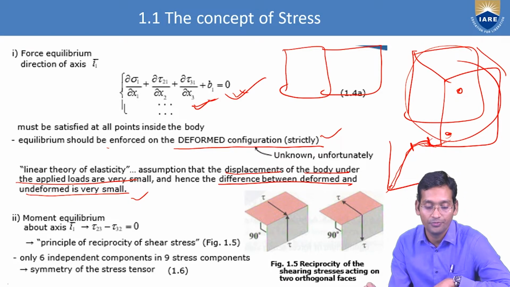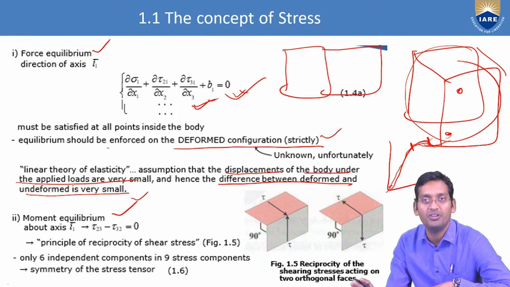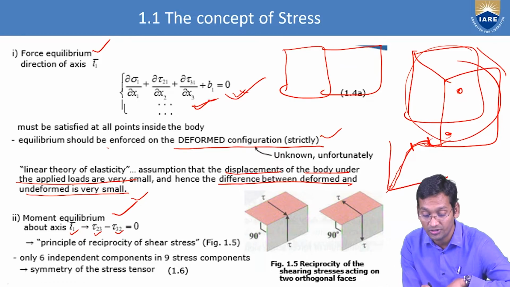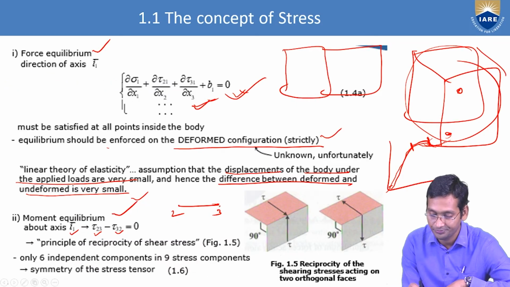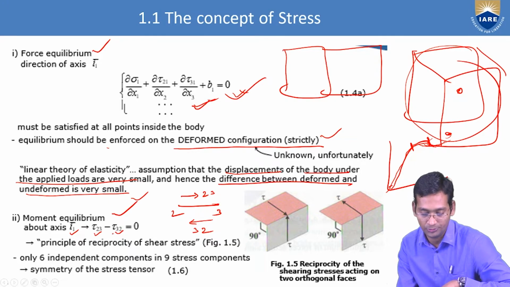Now we have seen force equilibrium. Next is moment equilibrium. Same thing: the sum of all the moments acting on that body must be equal to 0. So just see here, in this direction, tau 2 3 minus tau 3 2. Here 2 3 means, if suppose this is 2 and this is 3, then 2 to 3, and 3 to 2 will be just opposite to that. So these two are opposite, and opposite means their sum will definitely be equal to 0.